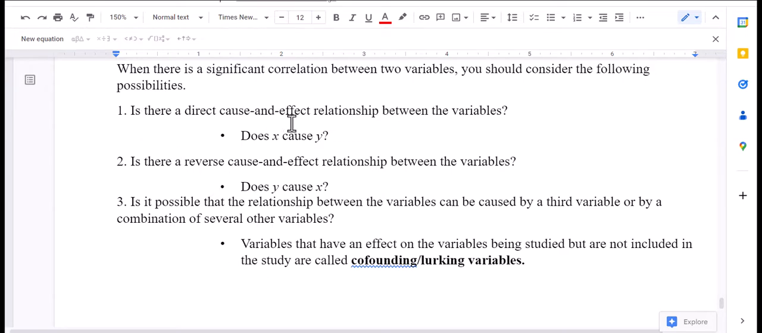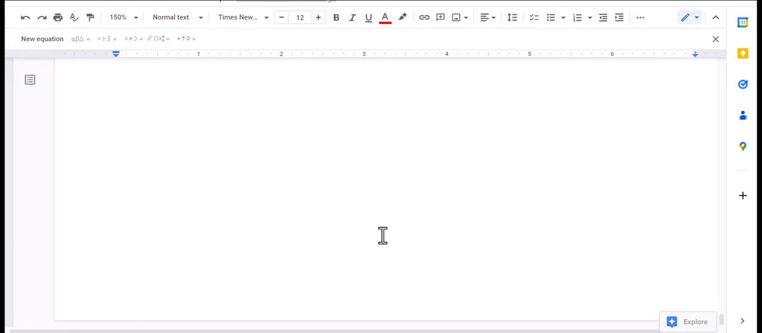So the first thing is, is there a direct cause and effect relationship between the variables? Does X cause Y? So does the increase in GDP cause CO2 emissions? Or is there a reverse cause and effect, right? Does Y cause X? Does CO2 emission cause GDP? This one will not be likely, but in a different example, there might be a reverse relationship. Is it possible the relationship between the variables can be caused by a third variable or a combination of several other variables? So those are the confounding variables. Like I said, if you have a hard time finding confounding variables, then likely the relationship between the original two variables may be causation.